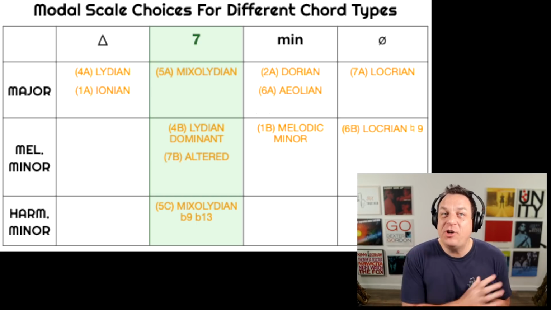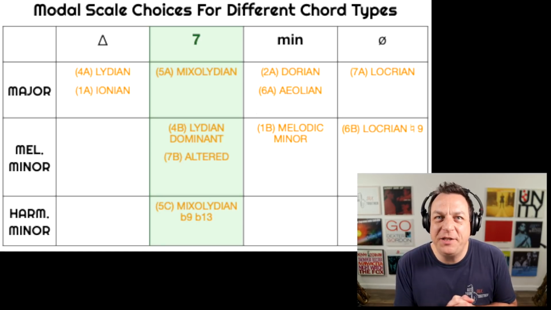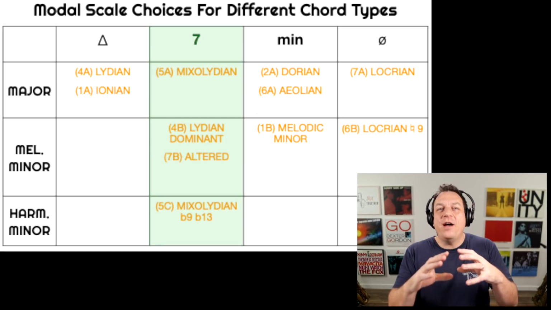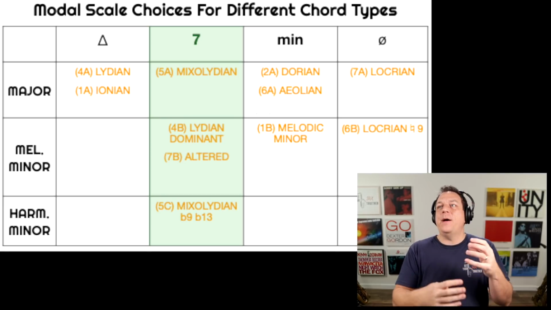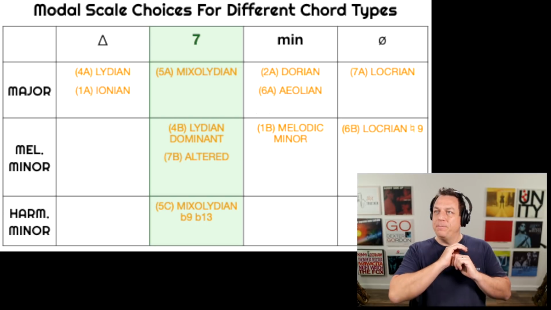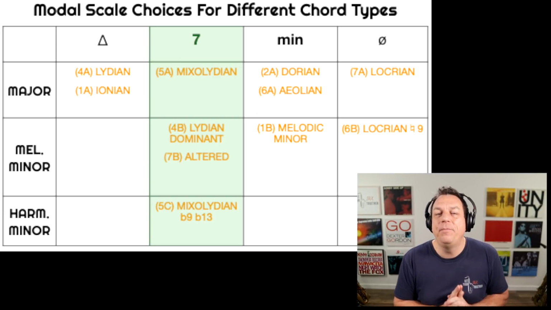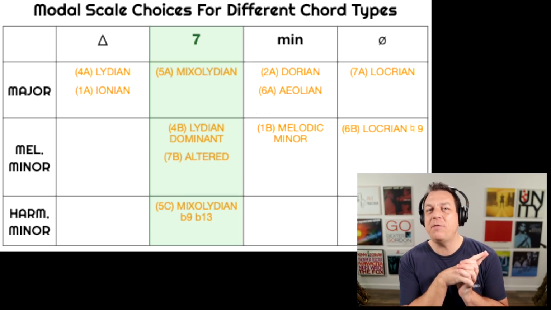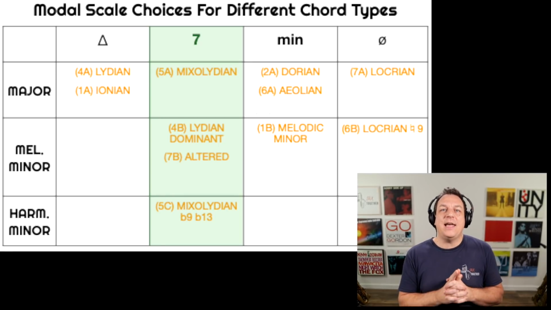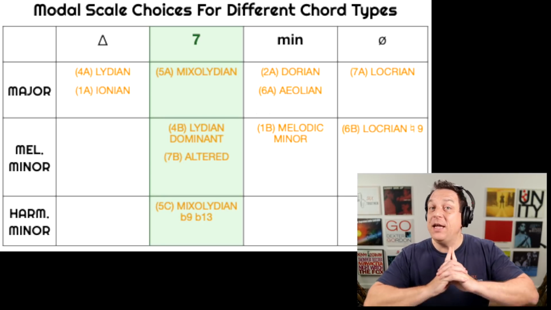So once you strip away the dominant 7th modes that we don't really use that much, we're left with 4 modes, which are derived from the major, the melodic minor, and the harmonic minor. Those 4 modes are Mixolydian, from the 5th mode of the major scale, Lydian dominant, which is the 4th mode of the melodic minor, altered, which is the 7th mode of the melodic minor, and Mixolydian flat 9, flat 13, aka Phrygian dominant, which is the 5th mode of the harmonic minor.